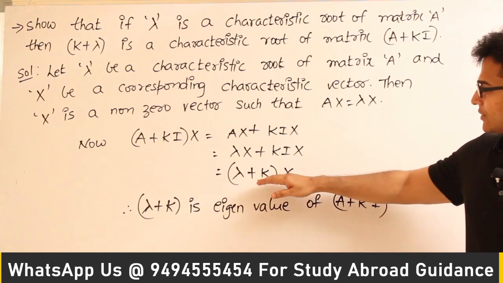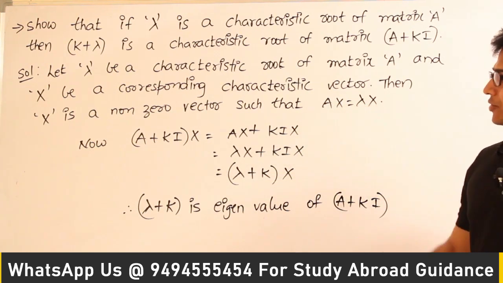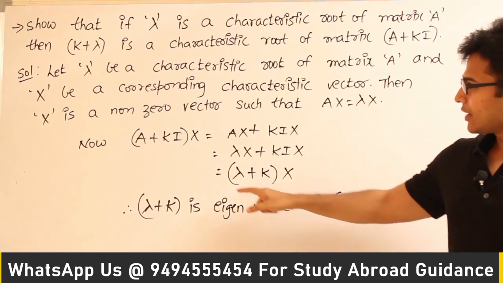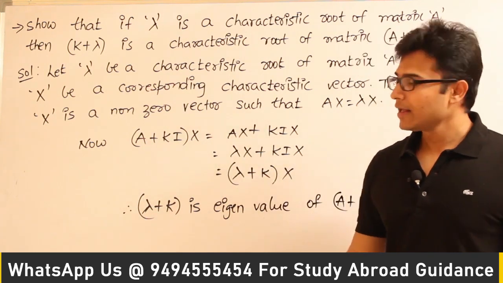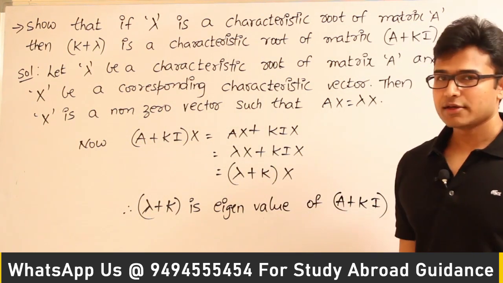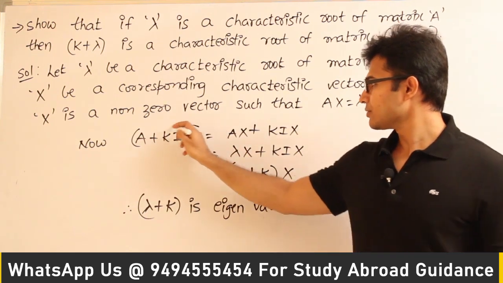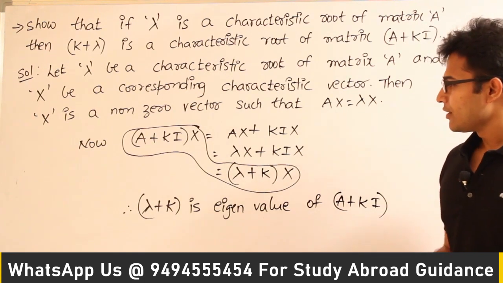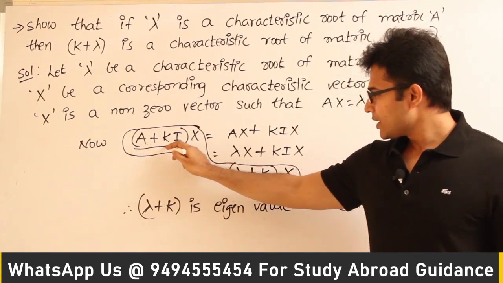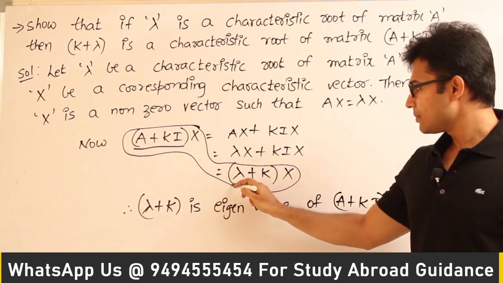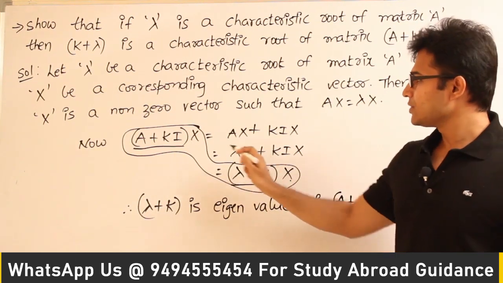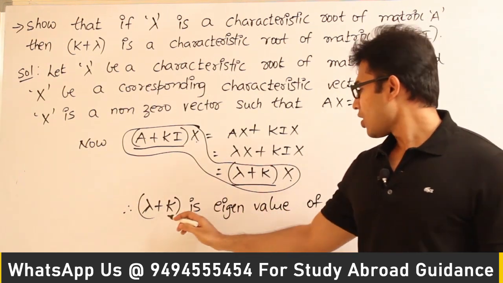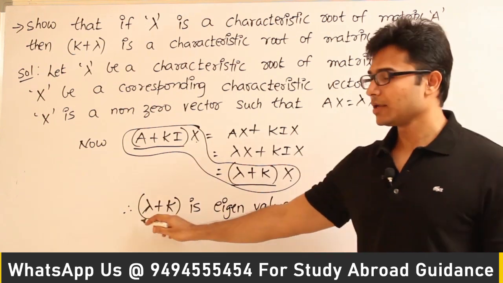What does it mean? It is exactly in this form, A into x equal to lambda into x, where x is the eigenvector and A is the matrix here, and in this case the matrix is A plus kI and the eigenvalue is lambda plus k. Therefore, by looking at this equation, it is clear that if A plus kI is the matrix, then lambda plus k is the eigenvalue and x is the eigenvector corresponding to this. Therefore, what did we get? That the eigenvalue of A plus kI is lambda plus k.